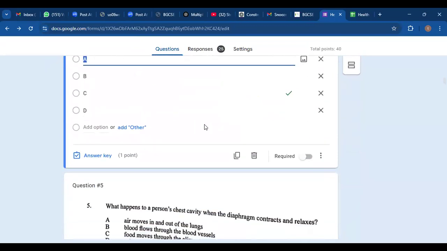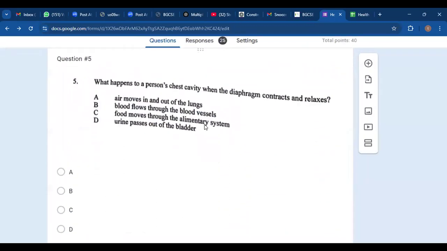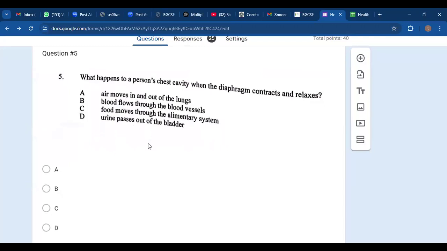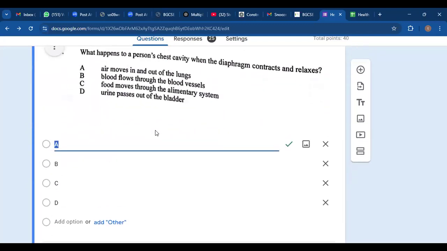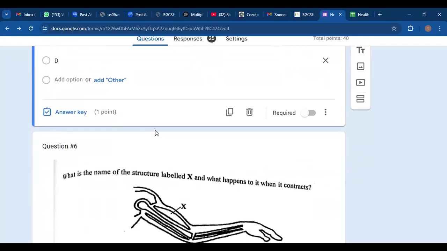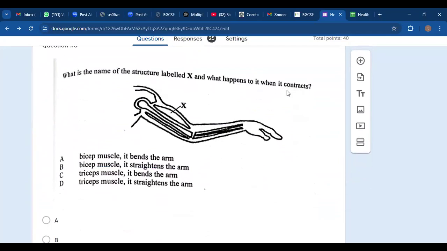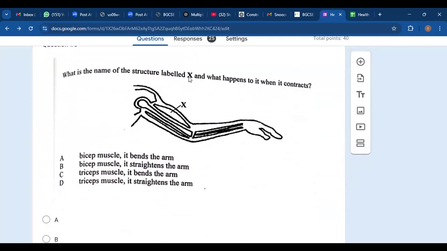Okay. Number 5, what happens to a person's chest cavity when the diaphragm contracts and relaxes? A. A, very good. Air moves in and out of the lungs. Next: what is the name of the structure labeled X, and what happens to it when it contracts?